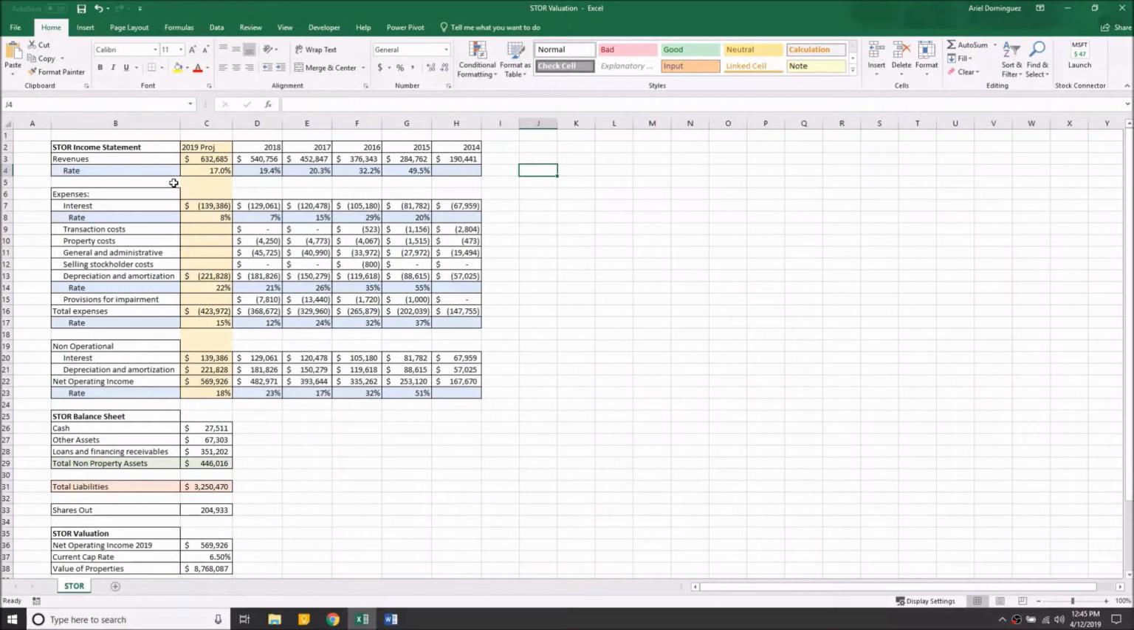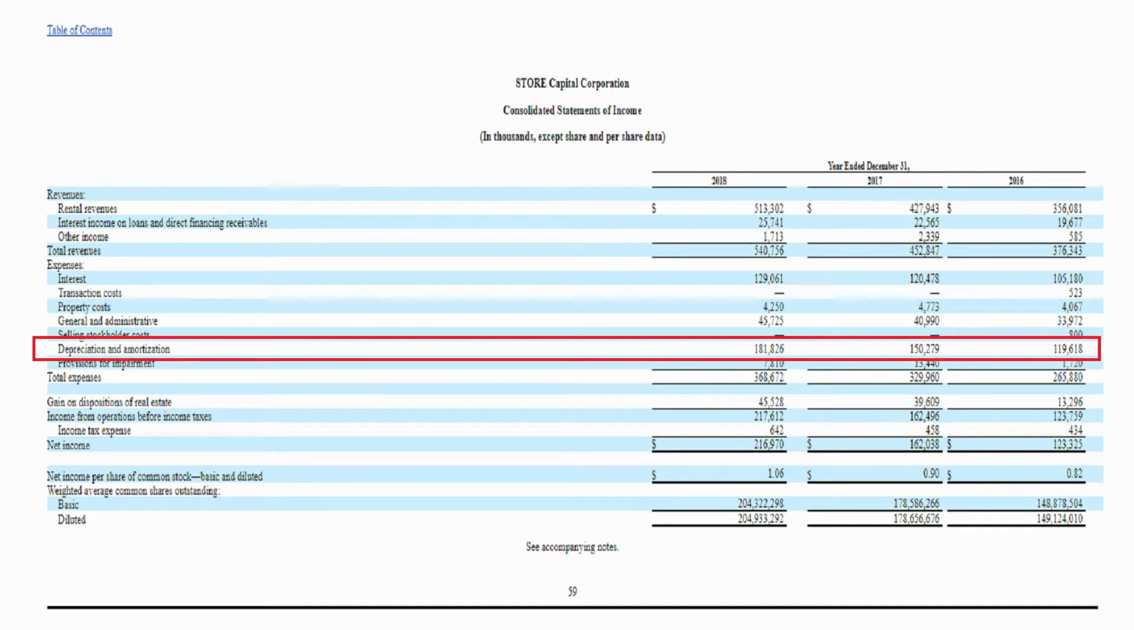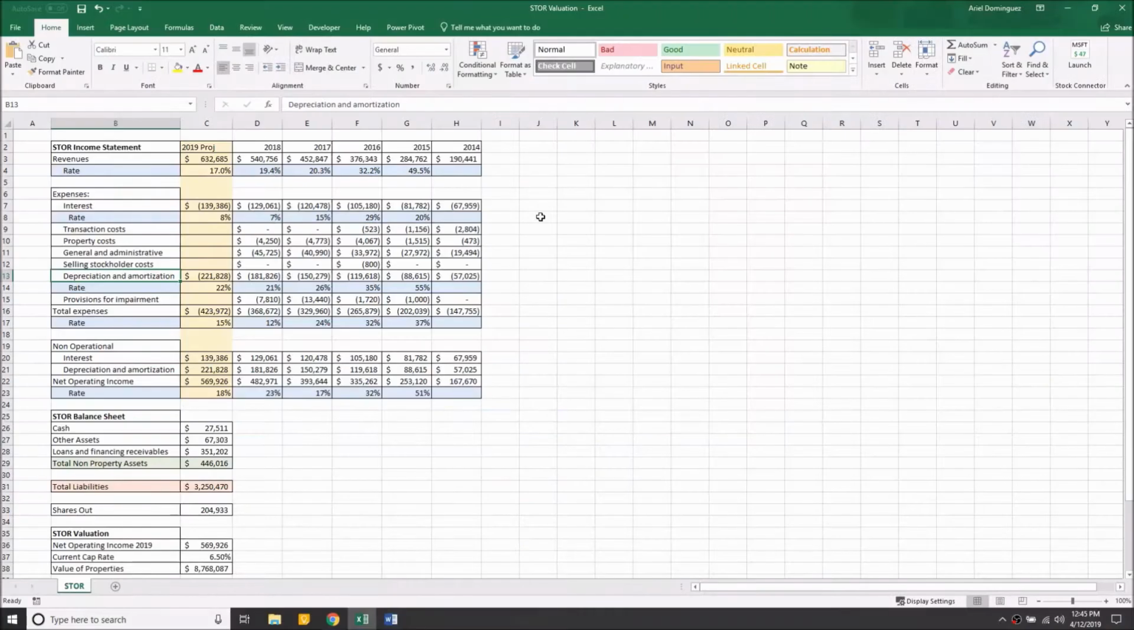But what we want to focus on is the net operating income, which takes the revenues and subtracts only operating expenses. Now, to do that, we're going to need to add back or remove some of the expenses that are not operational. In this case, it's going to be the interest paid and the depreciation and amortization on the properties. Both of those expenses are non-operational, and for this valuation, we want to get the operating income. So we go ahead and add those two numbers back into the income, and we get the net operating income for the last 5 years.